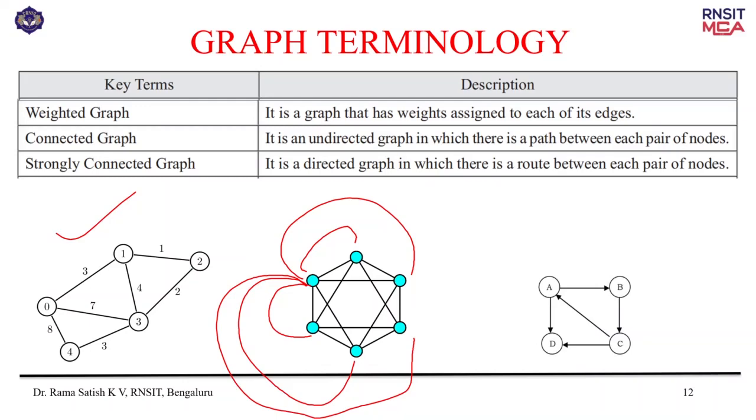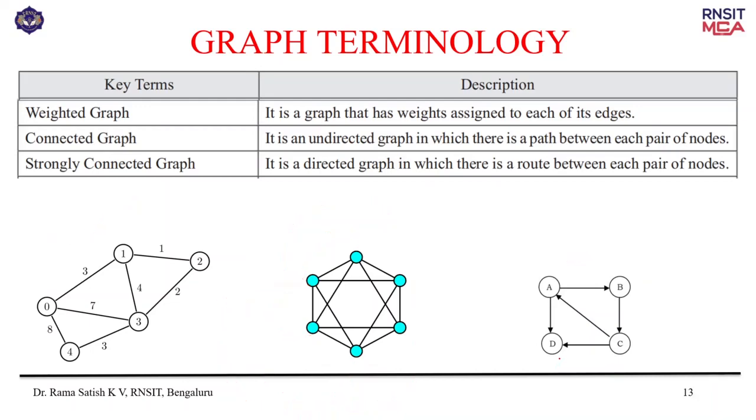Next, strongly connected. Strongly connected is a directed graph in which there is a route between each pair. So look at here, from A to B, there is a route. From B to C, there is a route. From C to D, there is a route. And C to A, there is a route. So this is what you call it as a strongly connected graph.